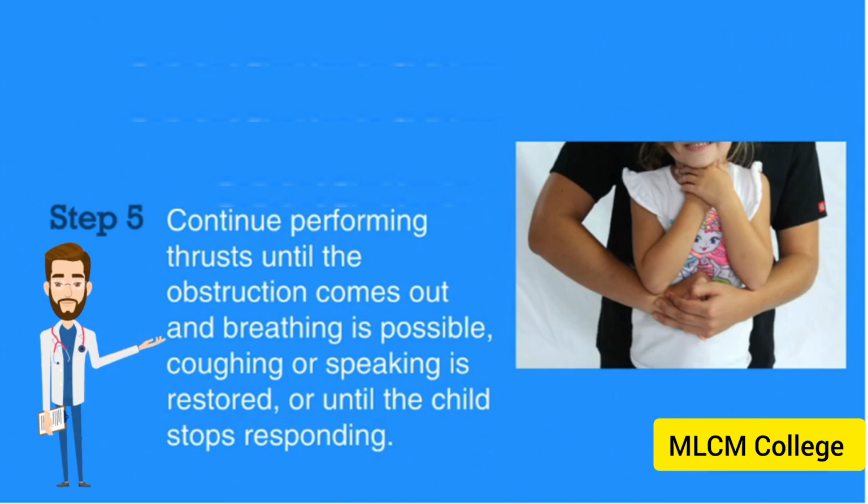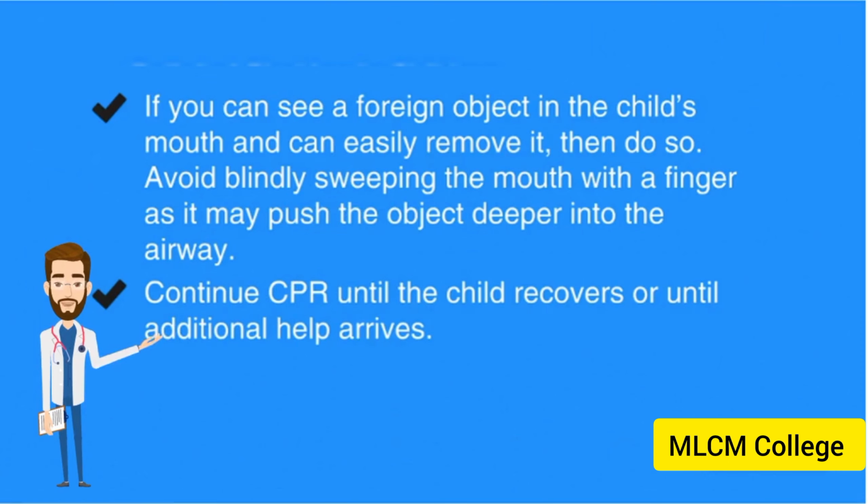Step 5, continue performing thrusts until the obstruction comes out and breathing is possible, coughing or speaking is restored, or until the child stops responding. If you can see a foreign object in the child's mouth and can easily remove it, then do so. Avoid blindly sweeping the mouth with a finger, as it may push the object deeper into the airway. Continue CPR until the child recovers or until additional help arrives.